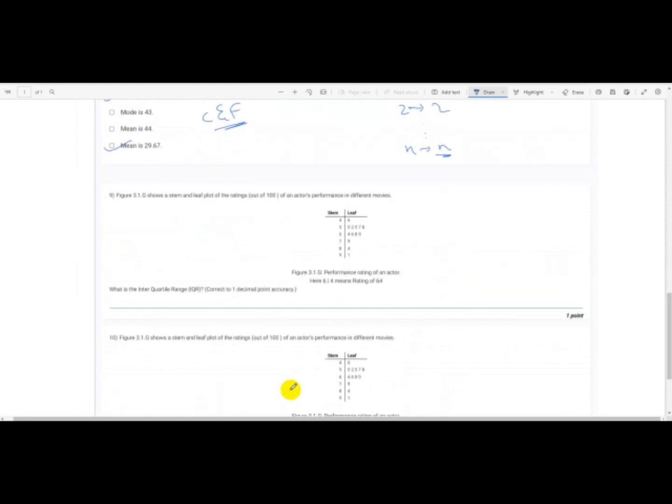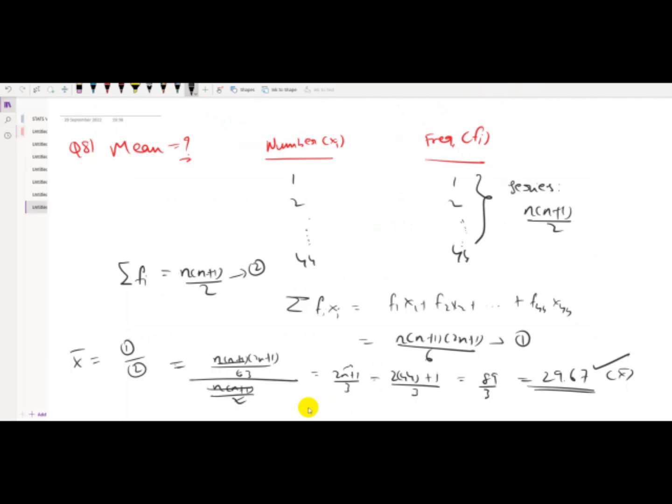Now let's start doing the ninth question as well. We are given a stem and leaf plot, and now we are asked to find out the IQR of this particular given data. Let's solve it on a new sheet. Now let's note down the given data. This is the stem and this is the leaf.